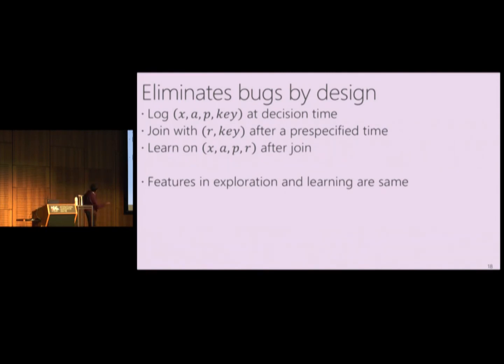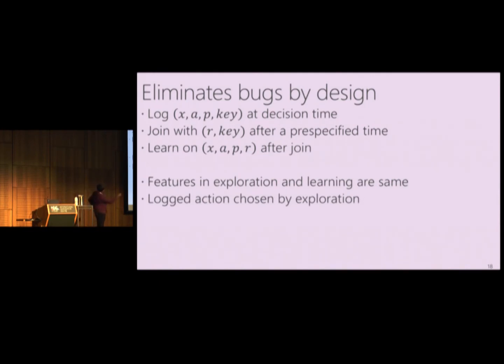The other part worth pointing out is that we are stashing away the features the moment we see them at the decision point. And these same features are used for learning after the join. So the issue we were seeing about historical click rates being different at learning and decision time cannot happen, because we stash them away the first time we see them.